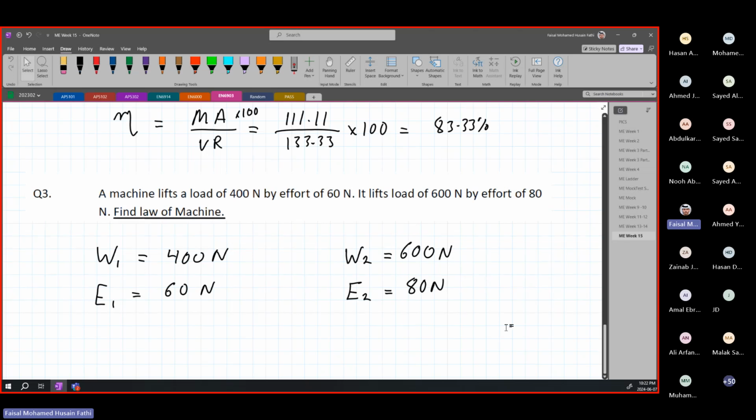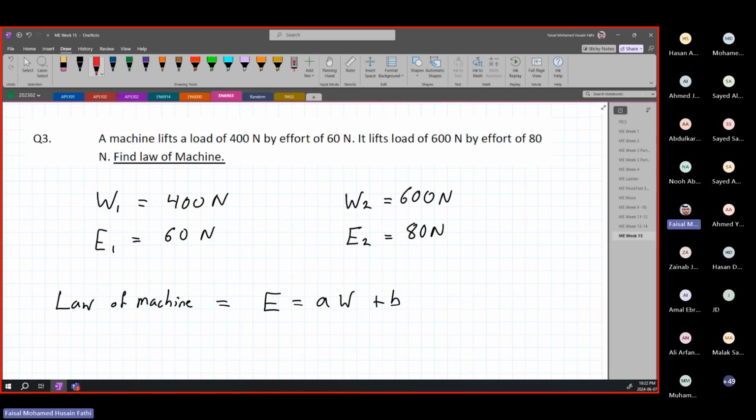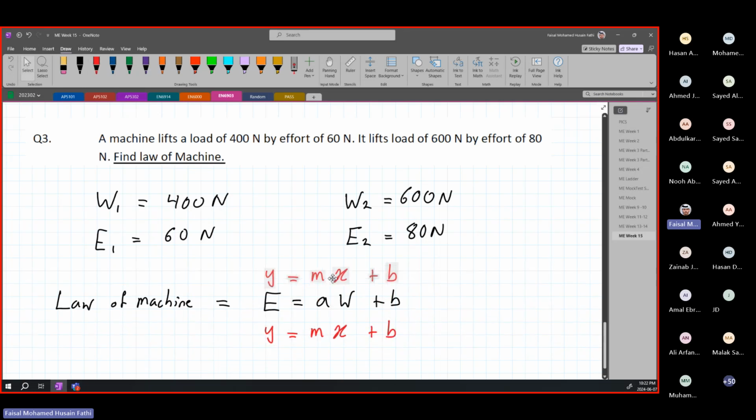شو معناته law of machine? Law of machine is a linear equation, in the form of E is equal to AW plus B. إذا تشوفون, this equation is similar to your linear line equation, which is y equal mx plus b. It is exactly the same equation, and all you need to find is your slope m, which is your value a, and your b, which is your y-intercept. So it will be in terms of E and W, and you just need to find your values of A and B. How do you do that?